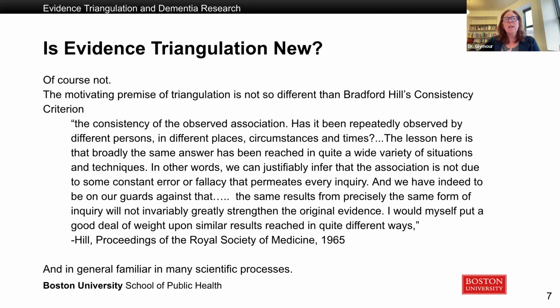In other words, we can justifiably infer that the association is not due to some constant error or fallacy that permeates every inquiry. And we have indeed to be on our guards against that. The same results from precisely the same form of inquiry will not invariably greatly strengthen the original evidence. I would myself put a good deal of weight upon similar results reached in quite different ways.